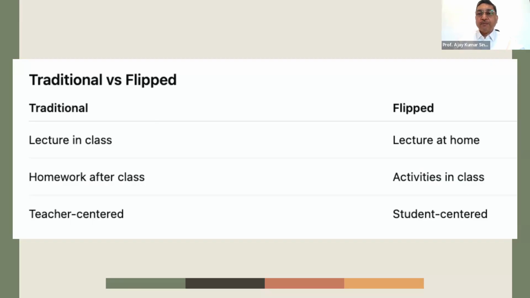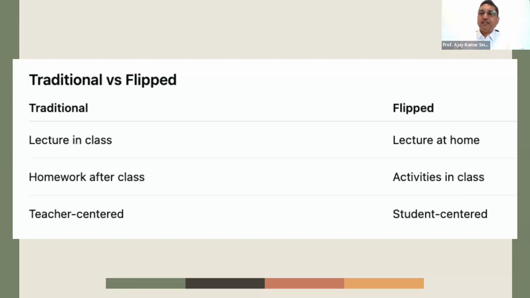And in the flipped model, it is the activities in the classrooms which would be there because they have already understood the concept, because they have already received the lecture through the online mode or through the video mode and things like that. So we can call the traditional model or the Macaulay system model a teacher-centered model. And we can call this flipped classroom model a student-centered model.